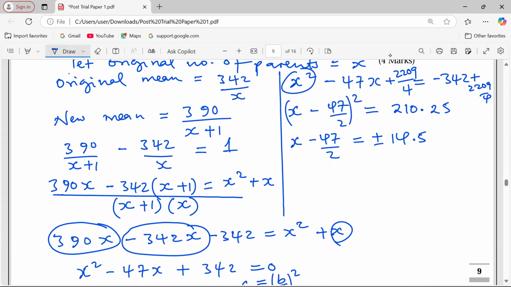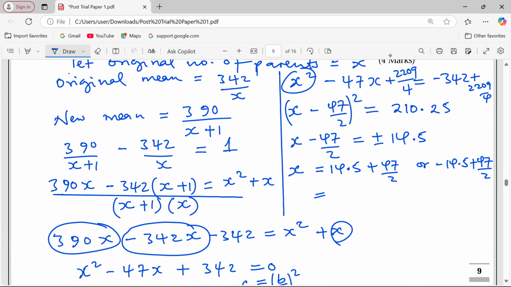14.5. Now with this, we can get the value of x by saying the first value of x will be negative 14.5 plus 47 over 2. What is the first value of x? 38. Or the other possible value of x will be negative 14.5, then we add 47 over 2. This is giving us 9.